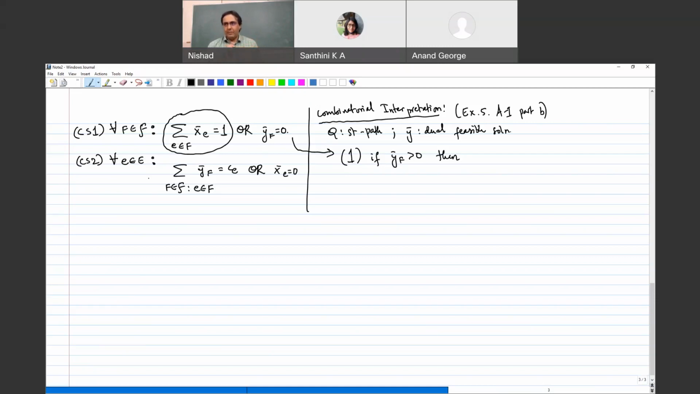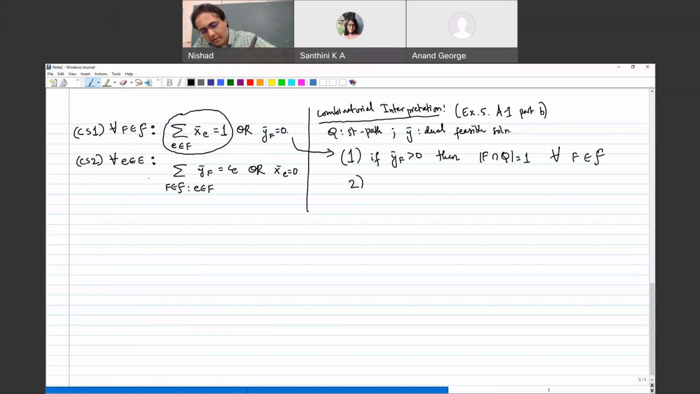Meets only one time, right? Exactly. So the intersection of f and q is exactly 1, for each f in script f. So whenever a particular cut has been assigned a positive label, we want to make sure that exactly one edge from this cut is used in our path.